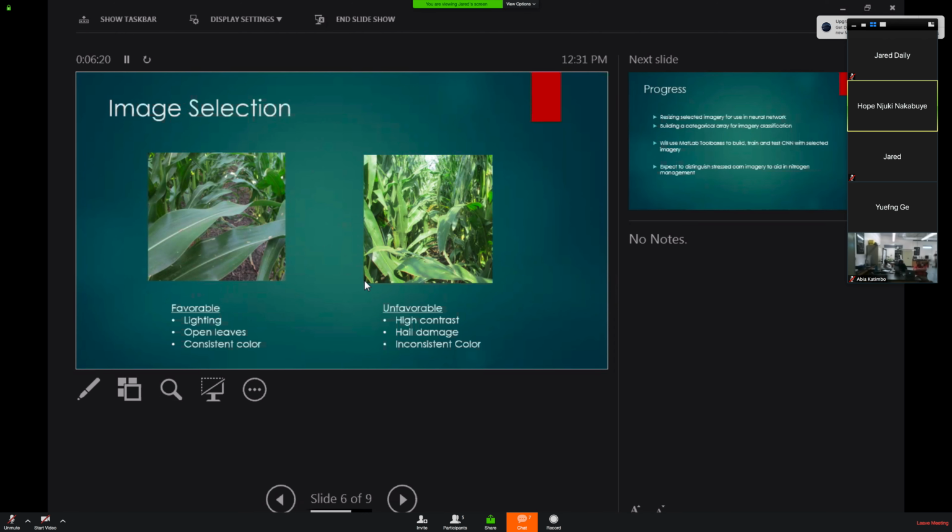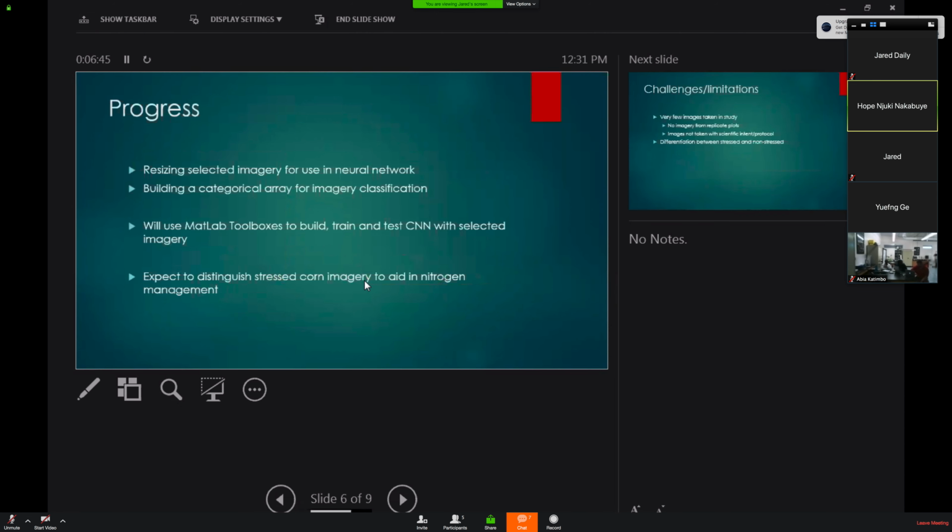And then consistent coloring was quite important. You can see that on the left picture, a nice image showing that. And then on the right, we have another image that has very high contrast. You can see some hail damage in there and inconsistent coloring. Probably not the best image to use. So we threw out a lot of images, and we ended up with only the 62 images.